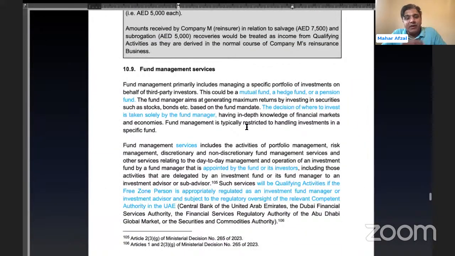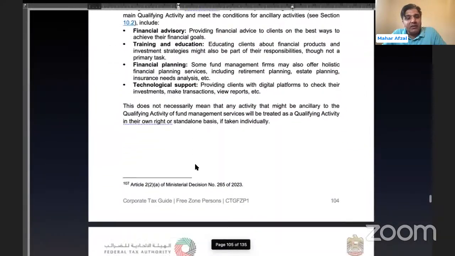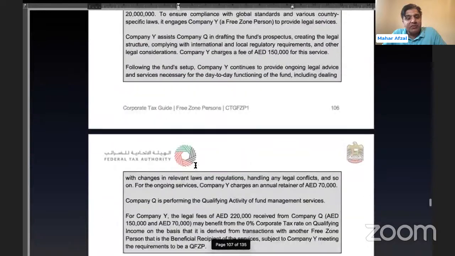Fund management and wealth management services provided to a free zone person or a non-free zone person will fall under the qualifying activity. They have given nothing unusual. You can go for this, very straightforward.